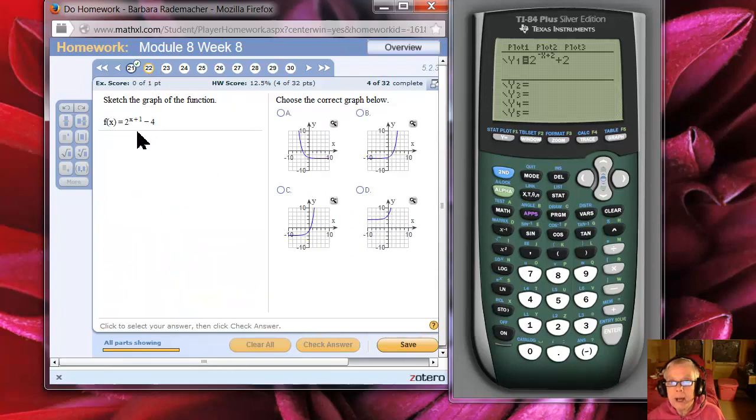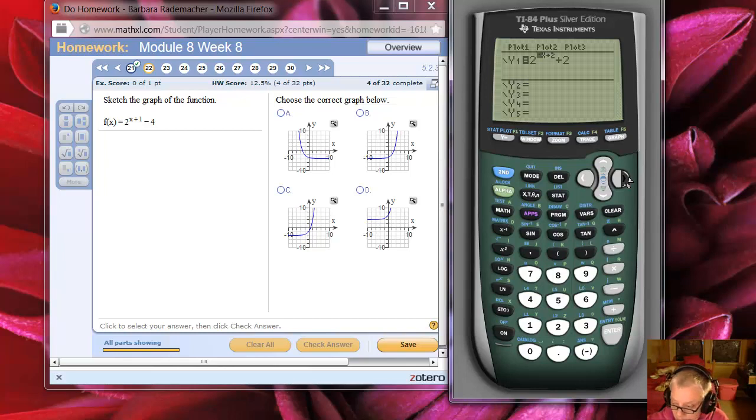Now sketch the graph of the function y equals 2 to the x plus 1 minus 4. Okay, so we're still dealing with 2. So what am I doing here? I'm going to have x plus 1. Nah, that's too much trouble. Let's just clear it.